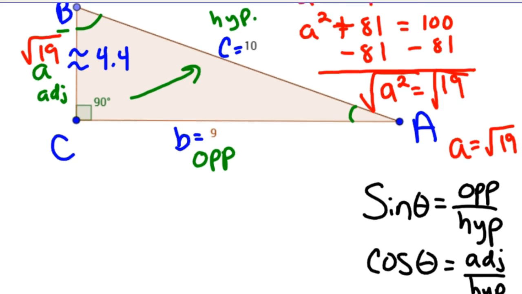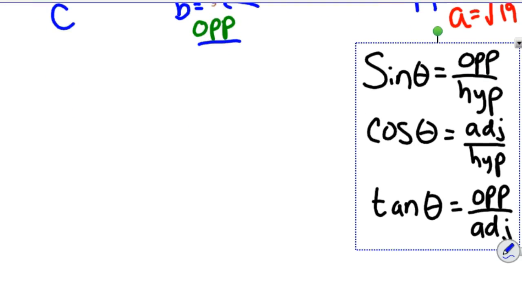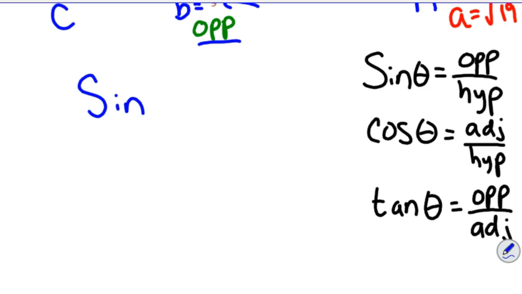So now let's find angle B. It doesn't matter what we choose, but I like to choose what's given. This 9 and this 10 were what were given for sides. 9 is opposite, 10 is hypotenuse. And the one that deals with opposite and hypotenuse is sine. So there it is, sine theta equals opposite over hypotenuse. I always like to write that ratio. So sine of angle B is opposite over hypotenuse, which is 9 over 10.